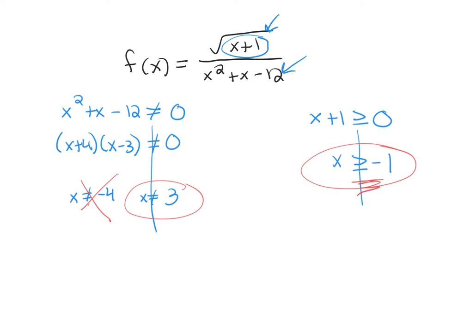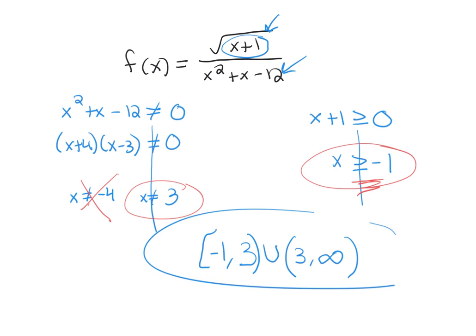So in interval notation, the smallest number is negative 1, and it's including negative 1. And I can go up to 3, but I cannot include 3. And then it will also go from 3 to positive infinity.